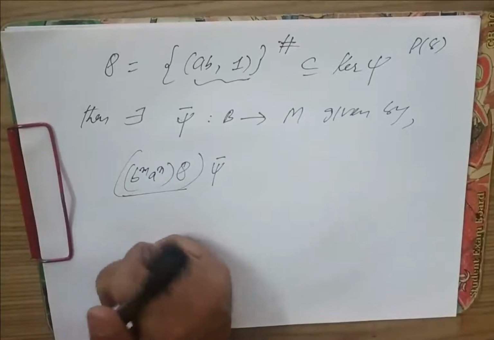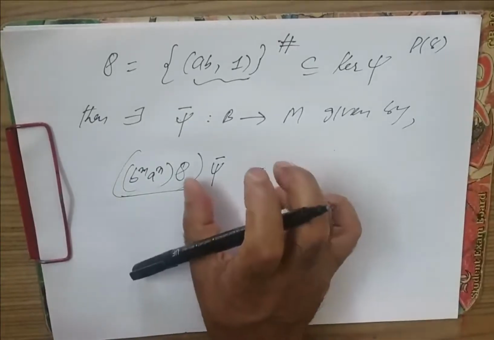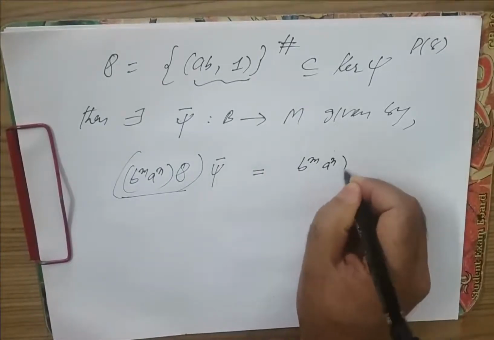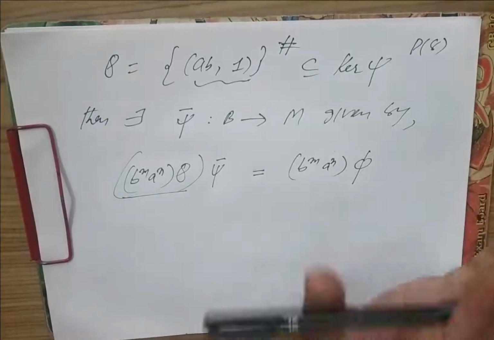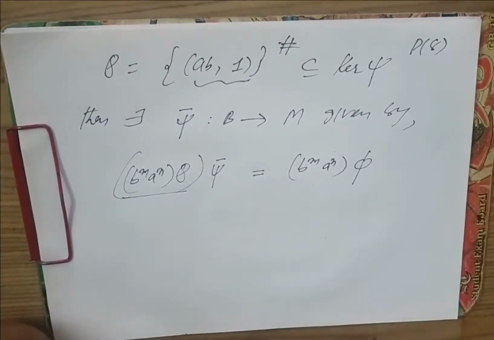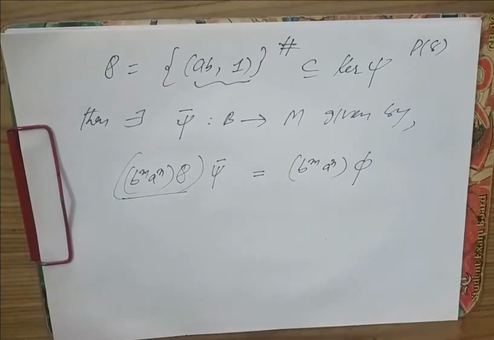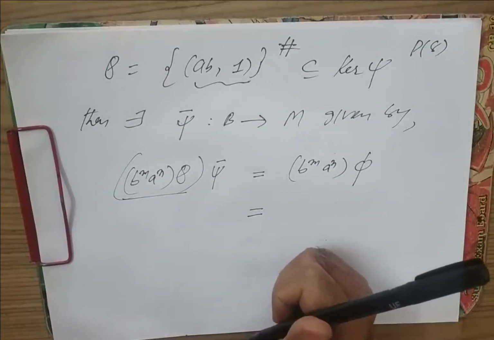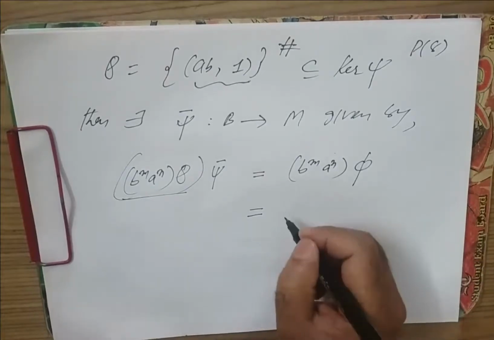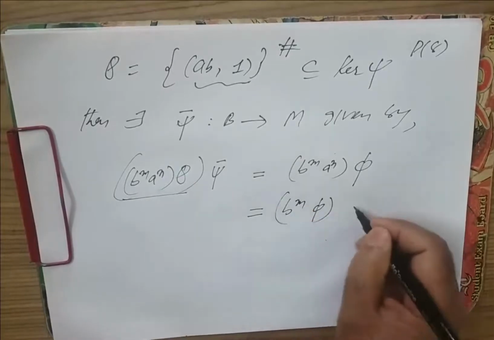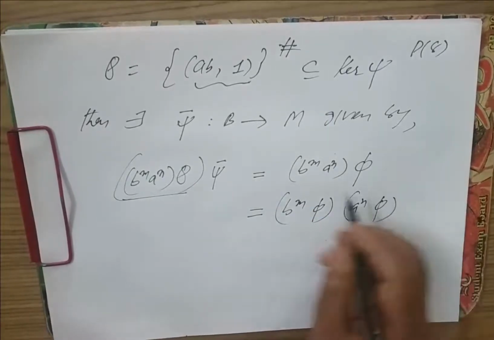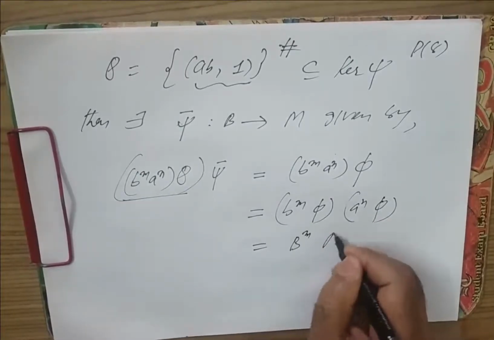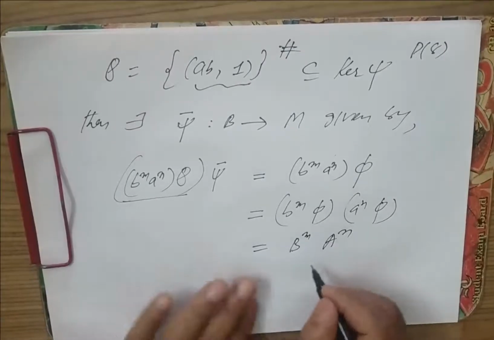So you can apply this. It's equal to B^M A^N of phi by definition, you can see from that theorem. And if I apply this phi repeatedly, since phi is a morphism, it's B^M phi A^N phi. Now, if I apply it N times or M times, you can see it's equal to B^M A^N, and you will see they are all distinct.